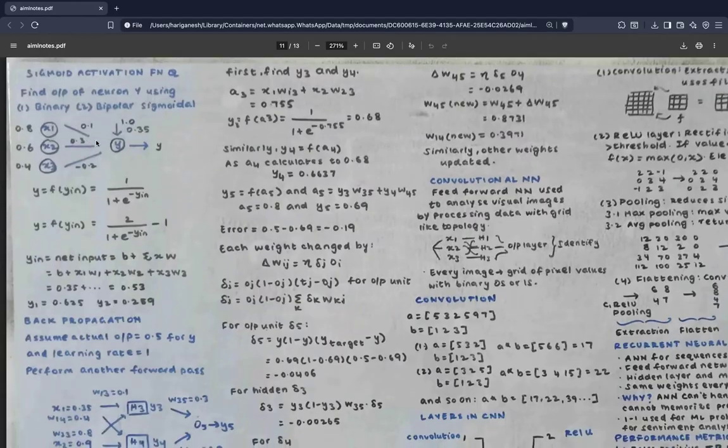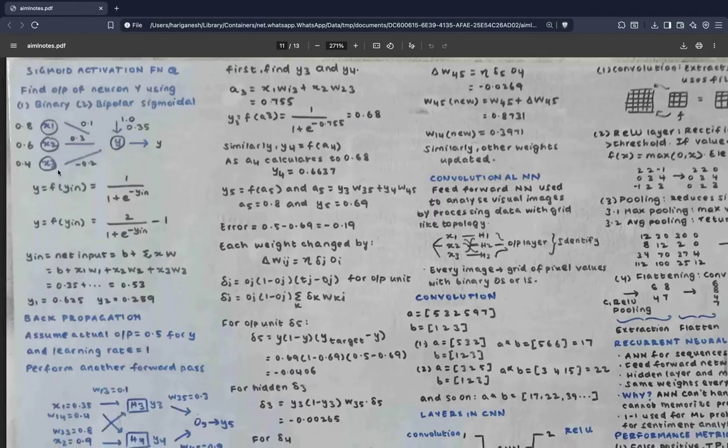Y is the net input into this node, and this is going to be this plus the weighted sum of the others. So this is a random input that we're getting. So 0.35 plus the x1 w1: 0.8 times 0.1, 0.6 times 0.3, 0.4 times minus 0.2, and you eventually get 0.53. This is the y in that you get. So here, when you input 0.53 into this formula, 1 by 1 plus e power minus 0.53, you get 0.625. This is for the binary sigmoidal.